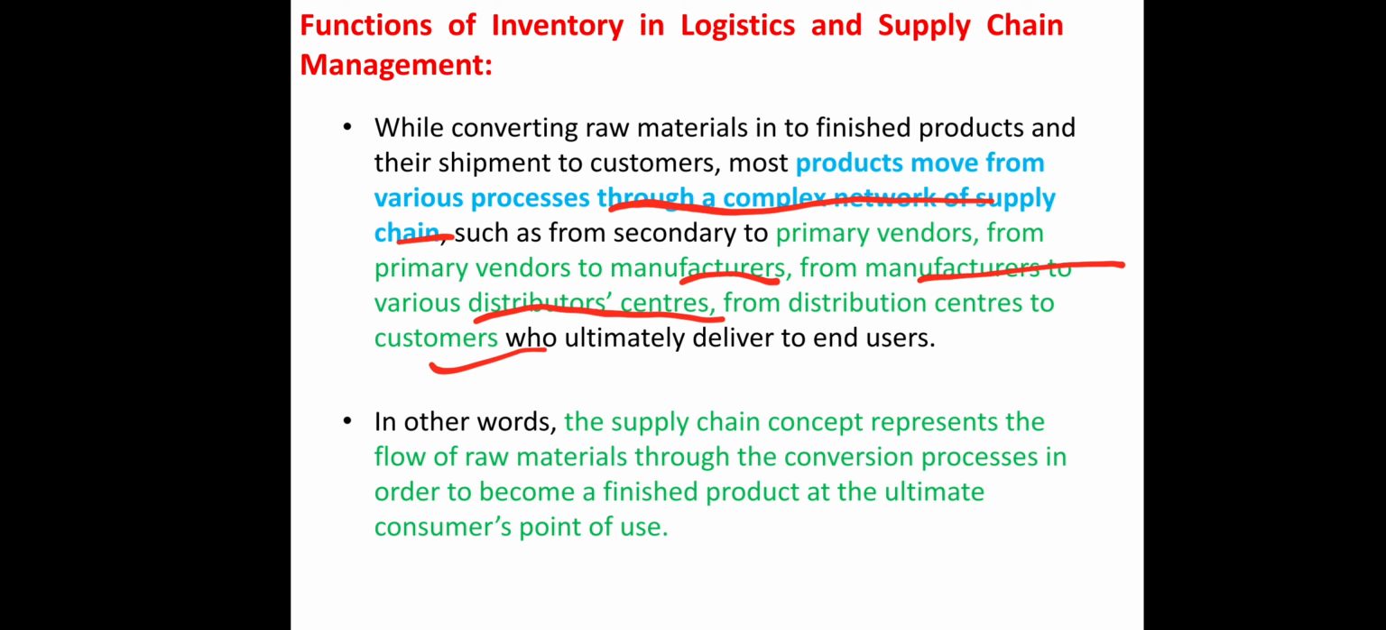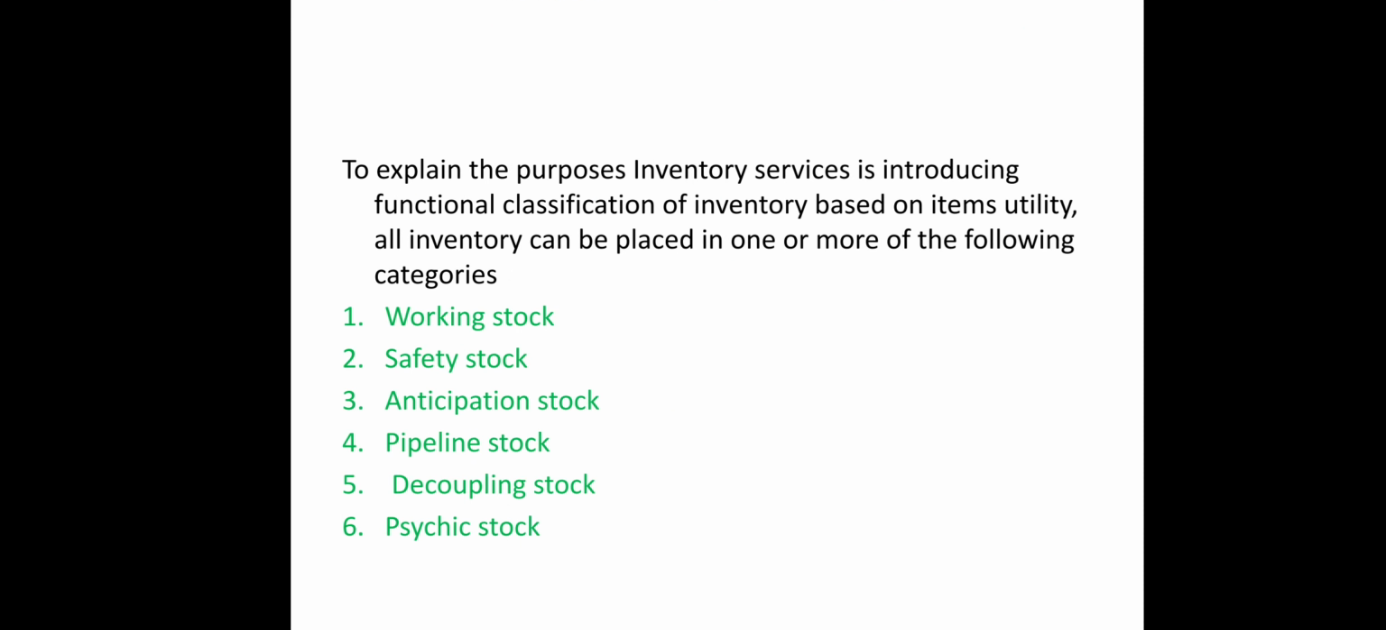In other words, the supply chain concept represents the flow of raw materials through the conversion process to become a finished product at the ultimate consumer's point of use. Then, to explain the purpose of inventory, we introduce a functional classification. So inventory falls into one or more of the following categories. Inventory can be of this type: working stock, safety stock, anticipation stock.